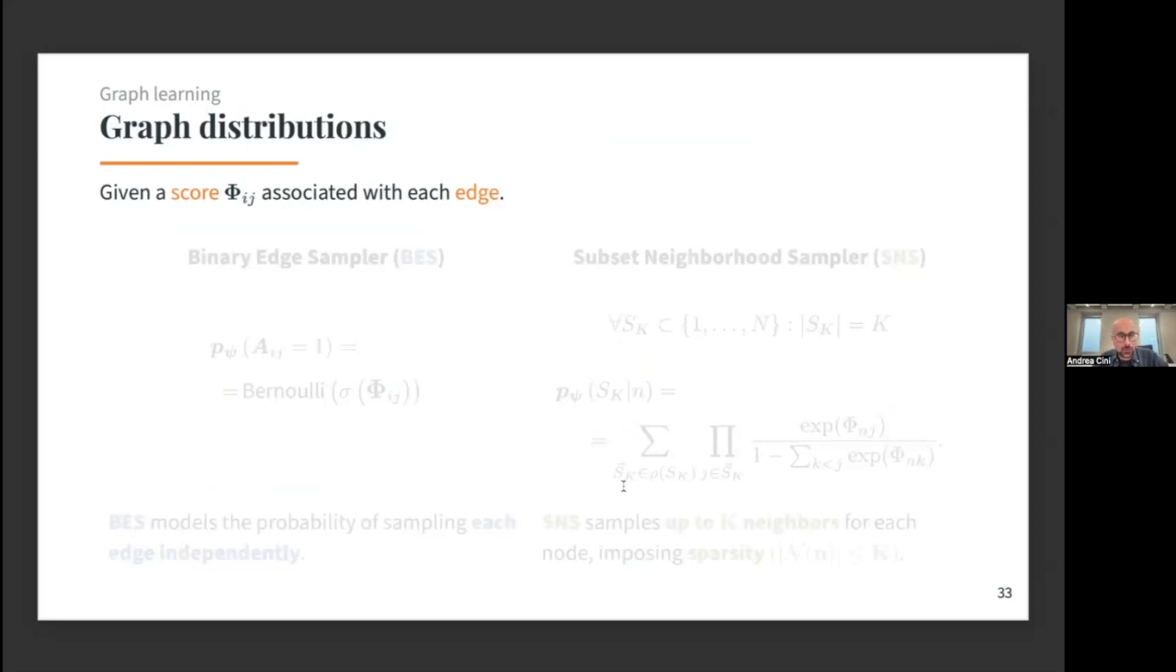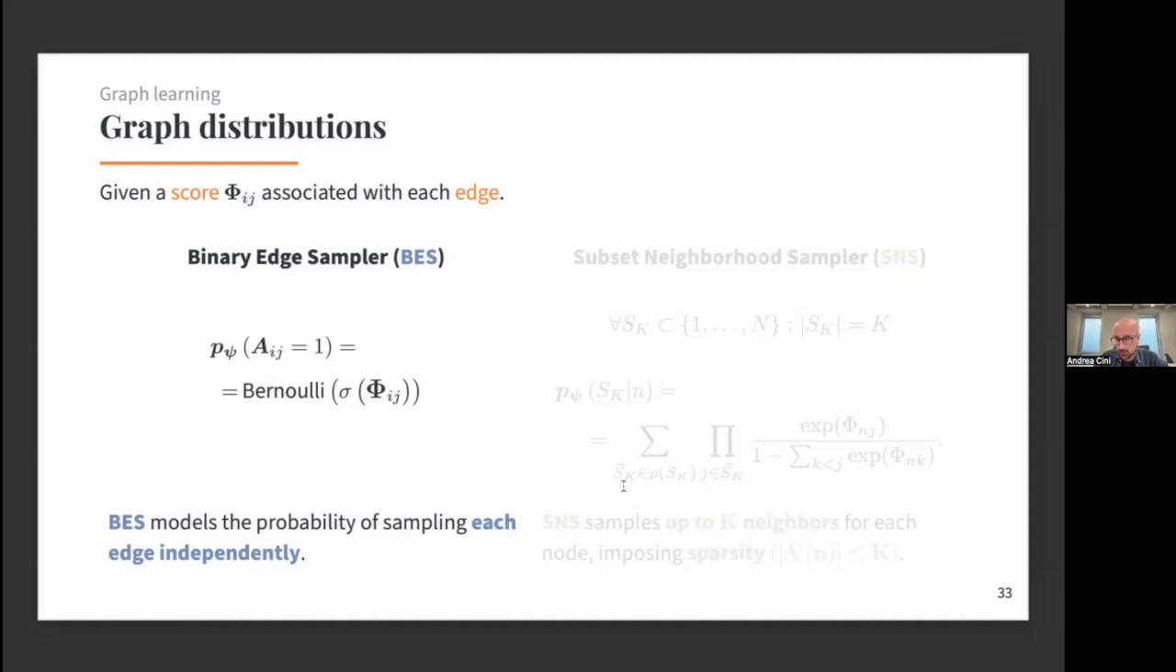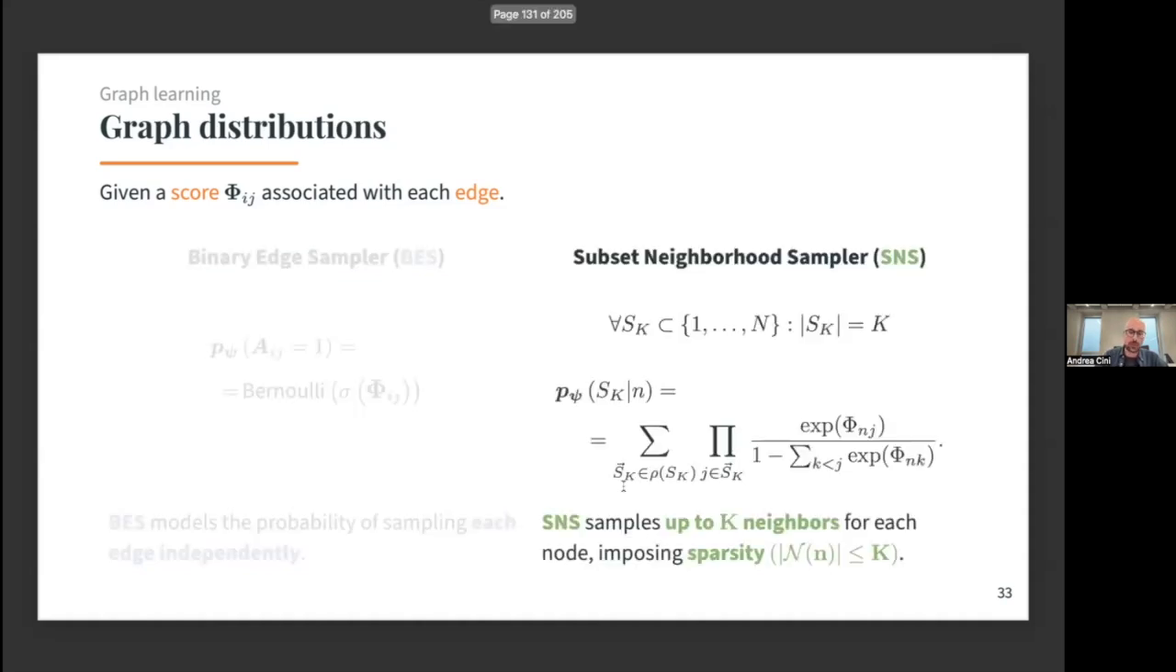In particular, we considered two parameterizations of the graph distribution that both are based on the idea of having a score associated with each edge. The first parameterization is very simple: it's a Bernoulli random variable associated to each edge, so each edge is sampled independently from the others. The second parameterization is a bit more complex: we are sampling up to k neighbors for each node by sampling without replacement from a categorical distribution. And this is nice because it allows us to impose a sparsity constraint on the graphs that we are learning.